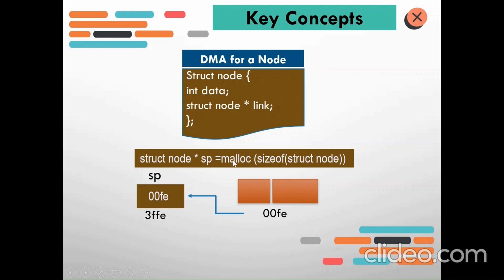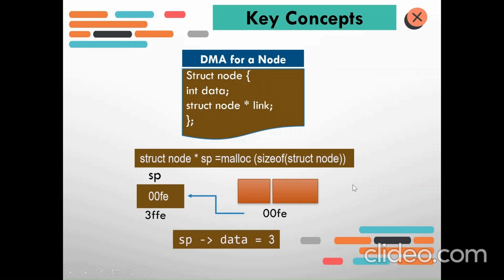So the address of this node would be stored here. Why? Because I have assigned this address to sp by using this equal to. So the contents of sp would be 00FE, which is the address of this allocated node. Right? So 00FE. Now, how to access?